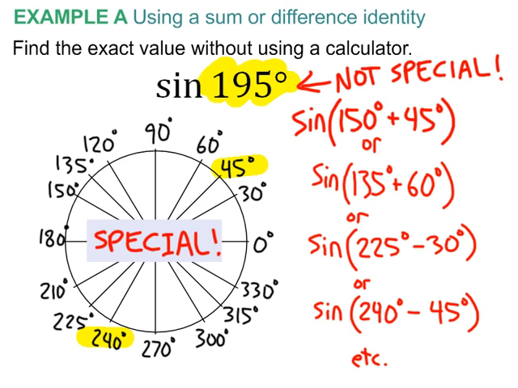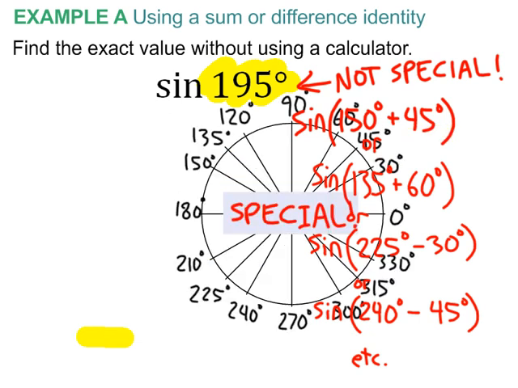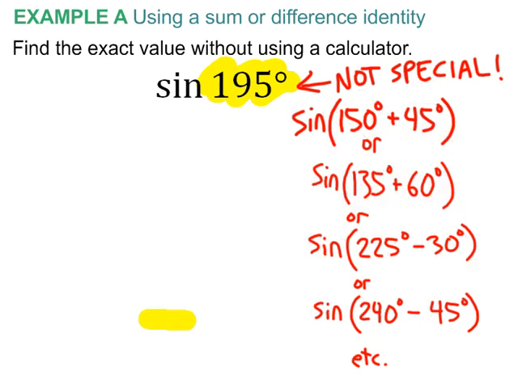There are actually a few more on here. But it doesn't really matter which one you pick. They all should give you the same answer when you use the sum and or difference identity. So let's just pick one and run with it. Let me move this off the screen, and let's just go with the first one I put up there.